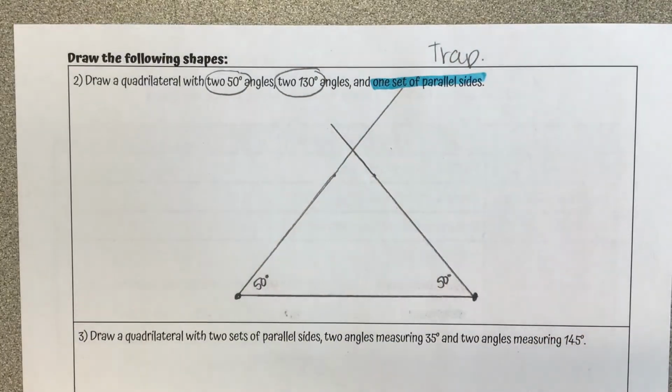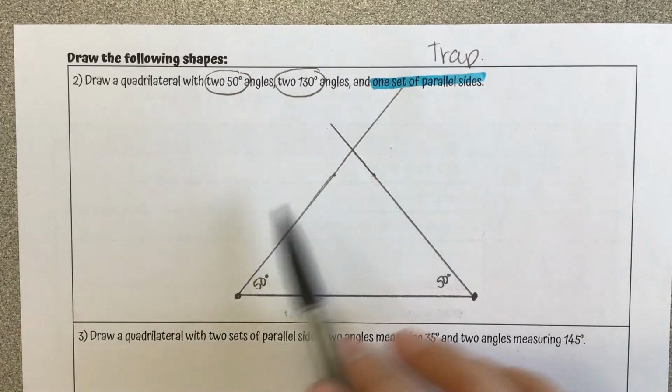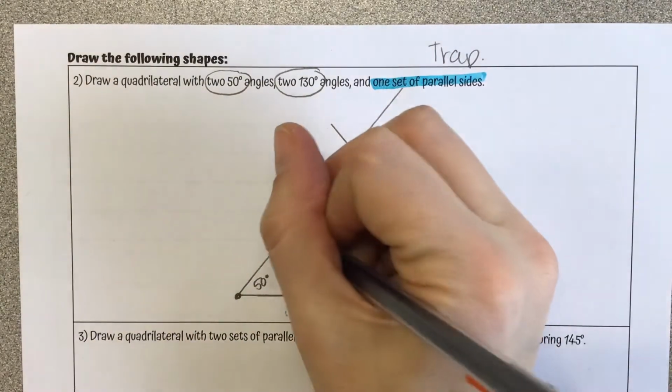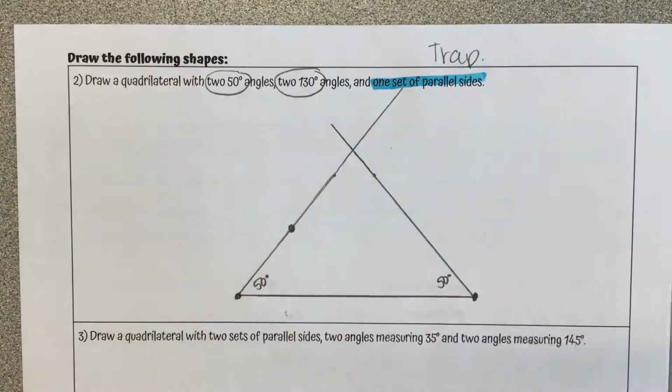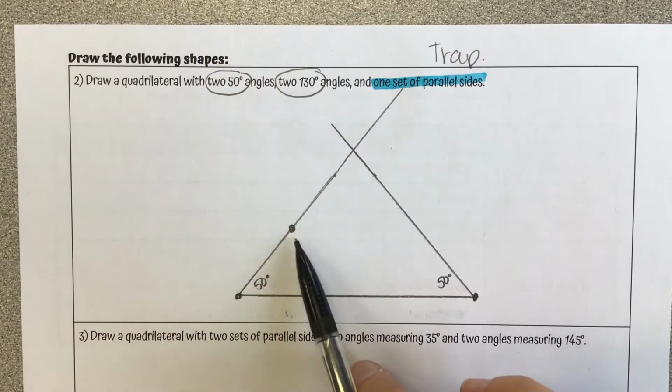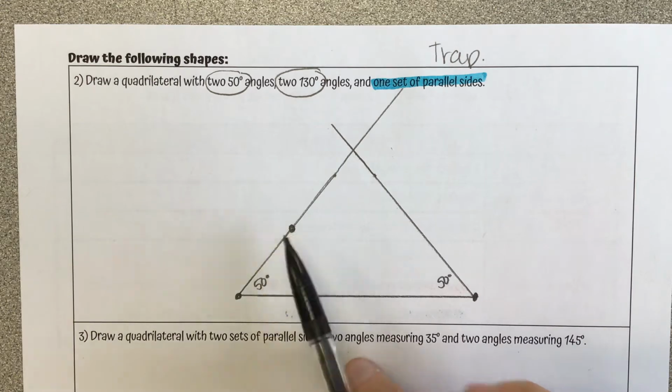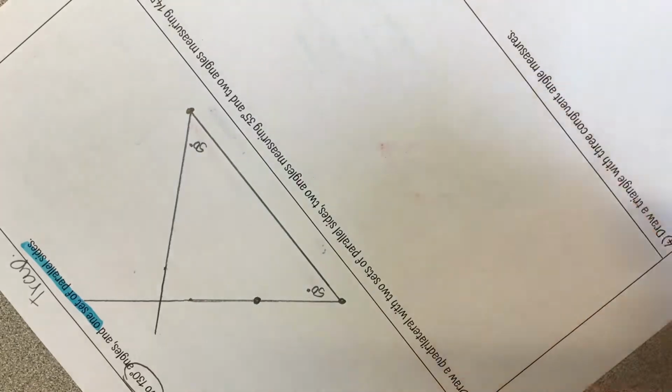Right now it looks like a triangle. We don't want a triangle. We want a trapezoid. So it didn't say anything about the side measures. I just know that I'm gonna need to have it be some length, and then up here is gonna be our 130-degree angle. So I picked a point, and now I'm gonna draw an angle from that point.